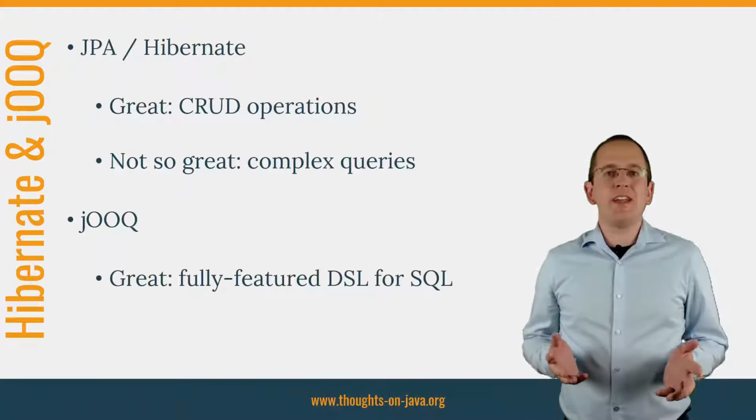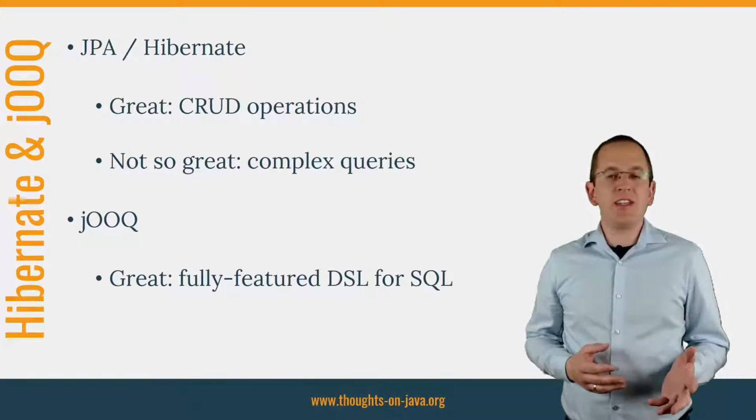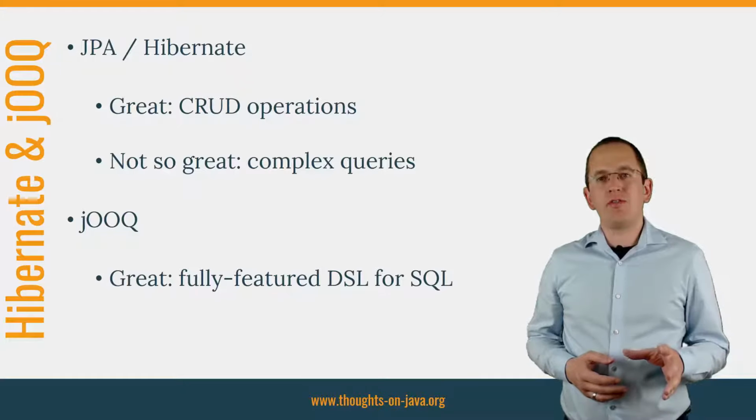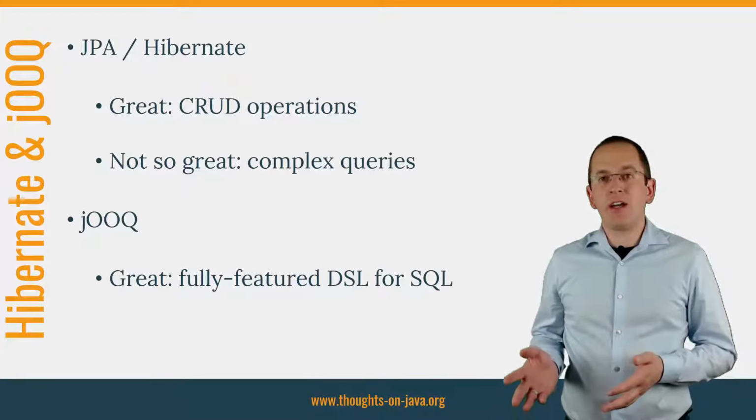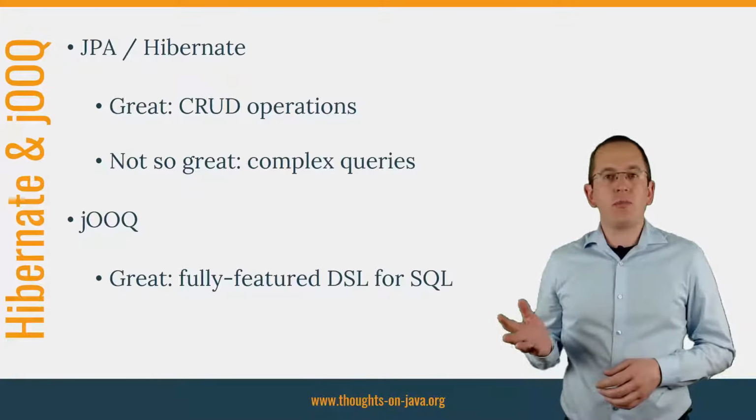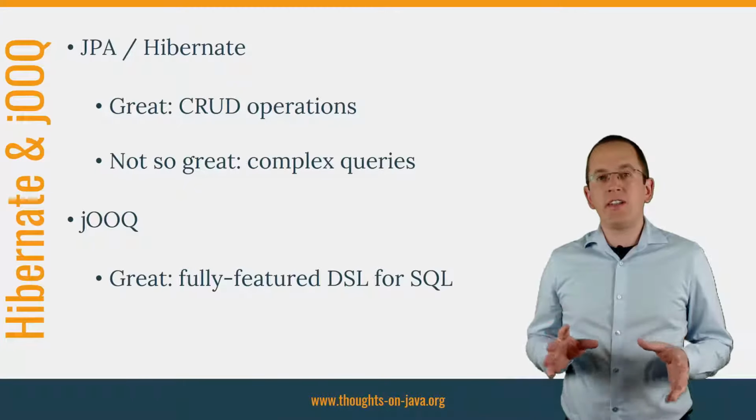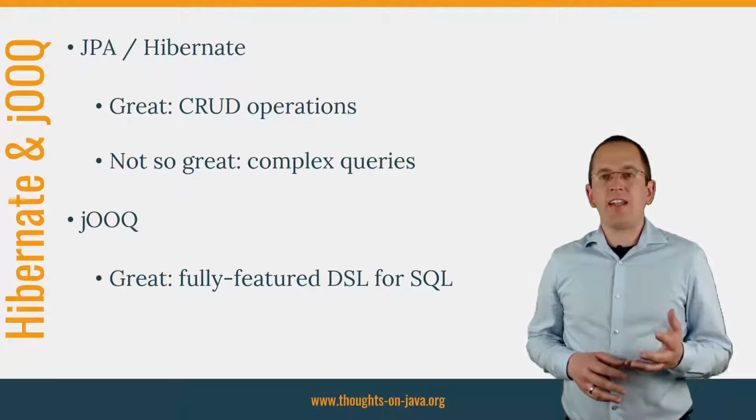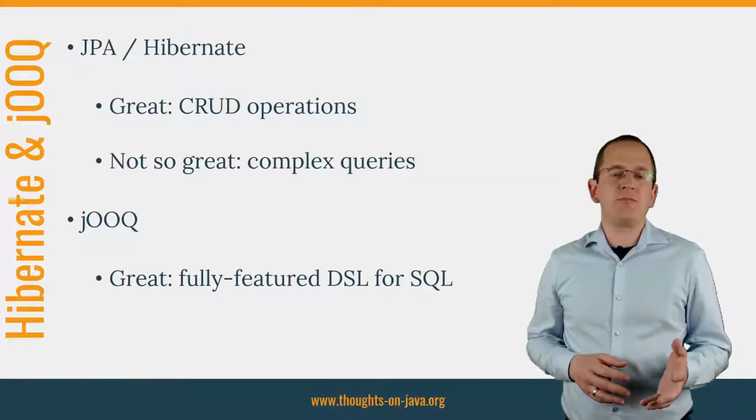JPA and Hibernate make the implementation of simple CRUD operations extremely easy and efficient. But they lack support for complex queries. You can use JPQL and the criteria API to define queries of mediocre complexity. If you need more, you need to write a native SQL query as a plain, untyped string and handle the finite details of different SQL dialects yourself.